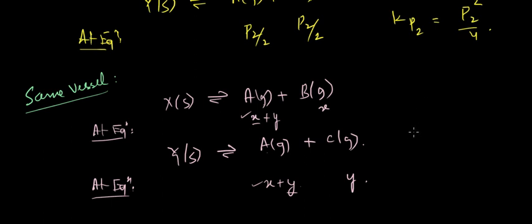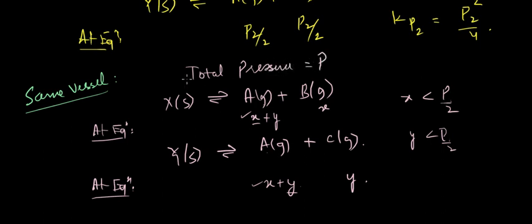Okay, and we can also say that X should be less than P1 by 2 and Y would be less than, again, let's say P1 by 2. Okay, so let's forget about P1 and P2. Let's say that it should be less than P by 2, where P is the total pressure of the vessel. So X and Y both would be less than P by 2.